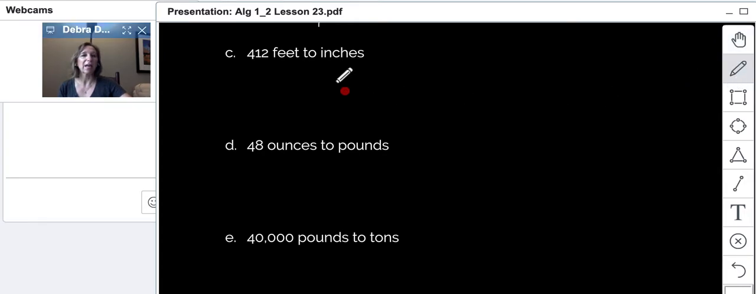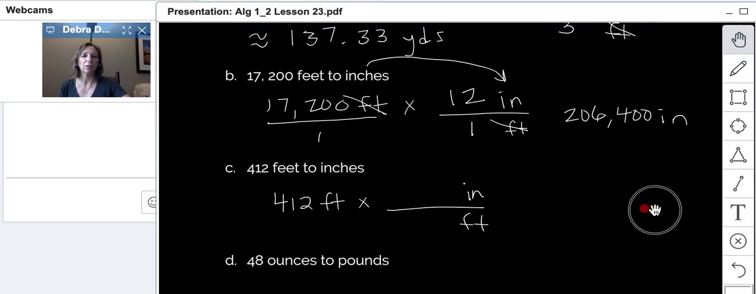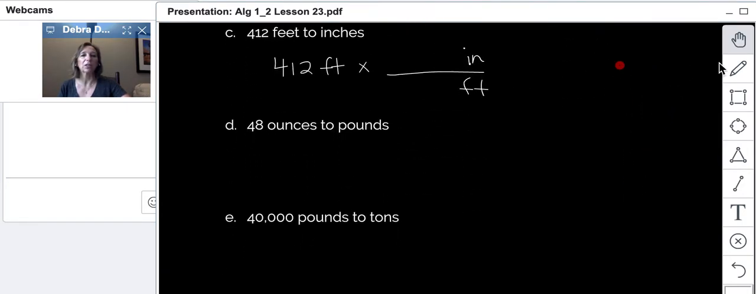All right, I'm going to work it now. So we're doing 412 feet, and we're going into inches, and our feet are going to be on the bottom because, the previous one, was it the reverse? No, it was the same thing. Okay, so we're going to put our 12 inches on the top, our 1 foot on the bottom, and because there's 12 inches in 1 foot, the feet cross out, and you're just going to do 412 times 12, and you're going to get 4,944. And make sure you put your units on there, inches.